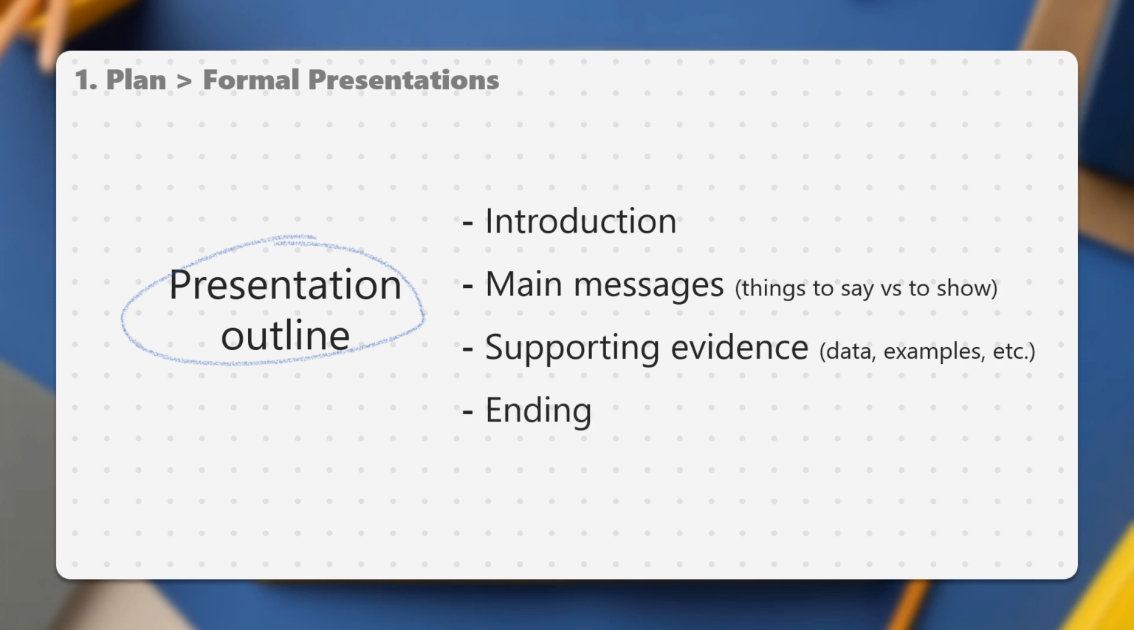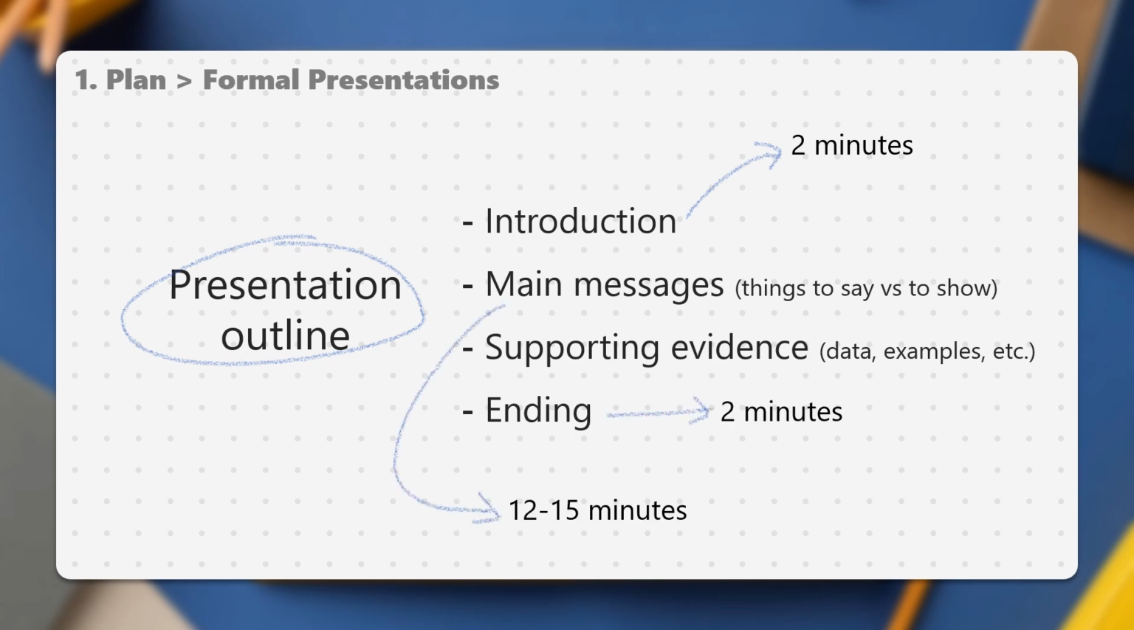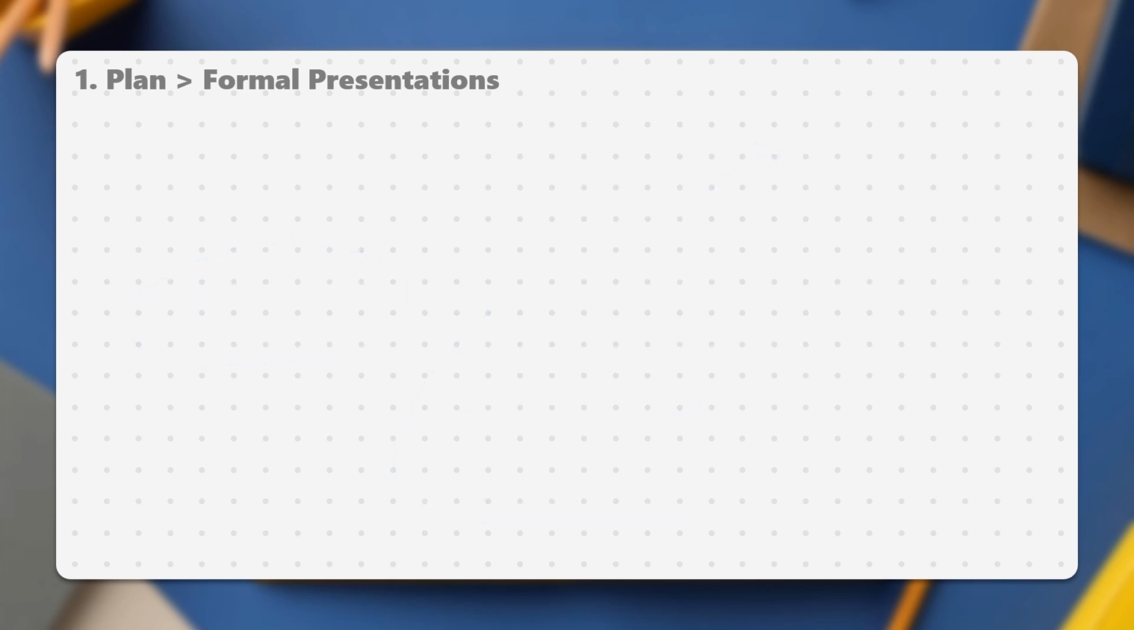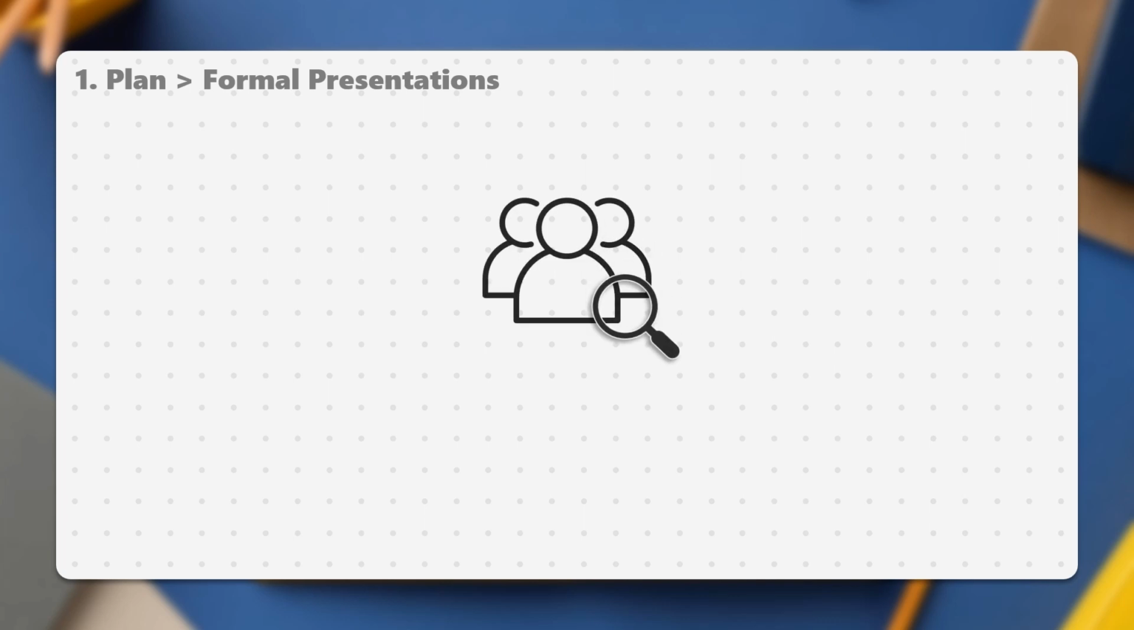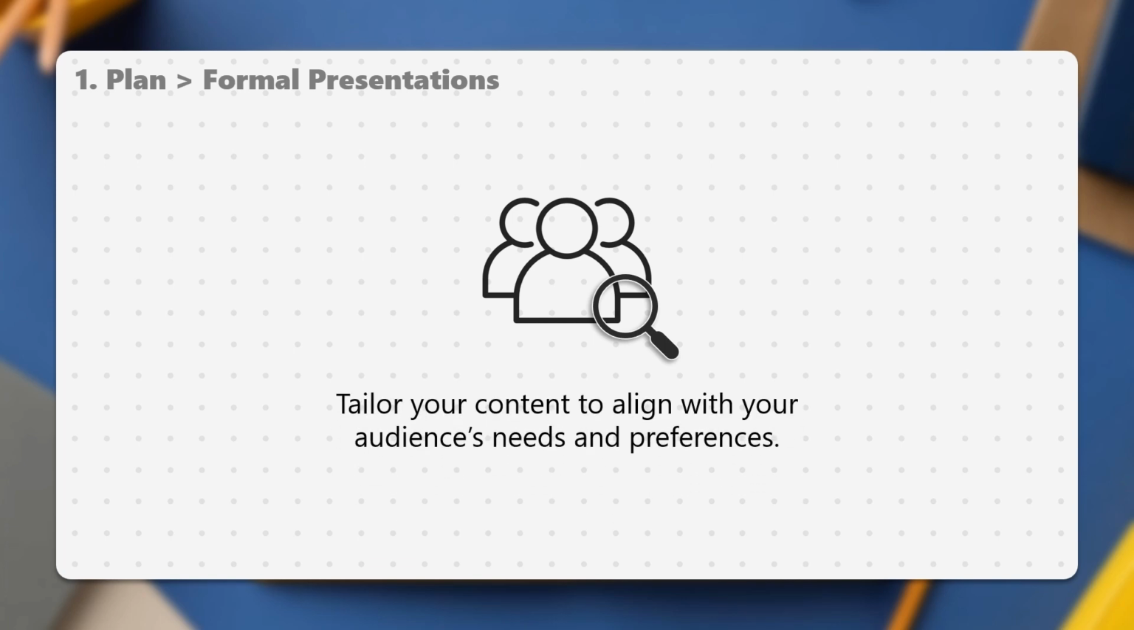As you develop your outline, be sure to allocate timeframes for each section. This not only helps you manage the flow of your presentation, but also keeps you on track while delivering it. It is important to research your audience and understand what their interests and expectations are. This will help you make your presentation engaging, relevant, and accessible.